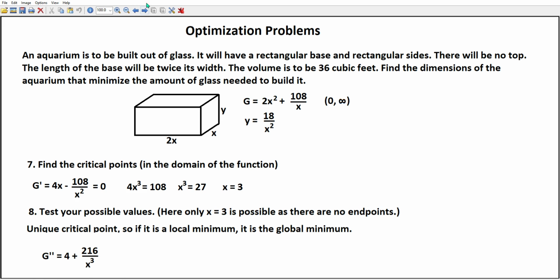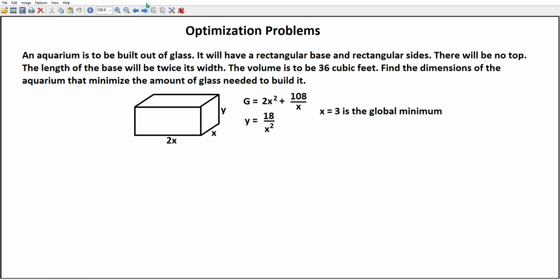And the question is, is that positive or negative? It is in fact positive for x equals 3. And that means we're concave up, which means we've got a local minimum, which means it's the global minimum.